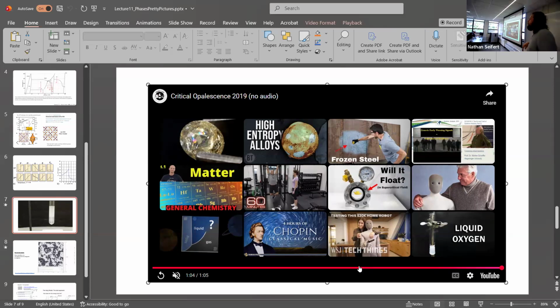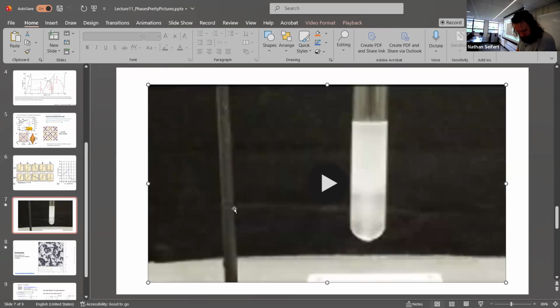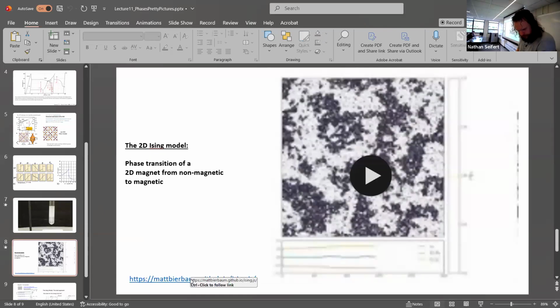Okay, in the last 10 minutes, I have one more example to show. I'm going to show you one more example of a second order phase transition. This is one that I think is really cool.